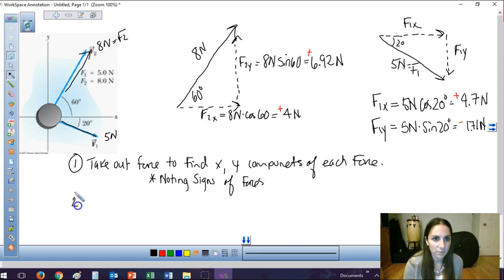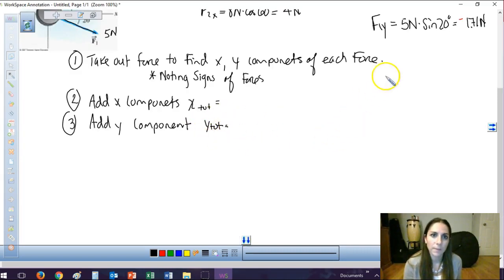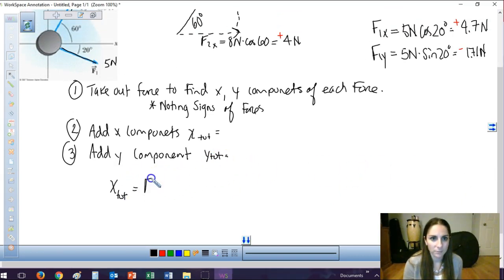So the next thing I'm going to do is add x components to get x total. And then I'm going to add y. So I'm not adding them together, I'm adding them separate because they are separate directions, so I must do them separately. So that's my next step, so I'm going to go ahead and do it. So my x total is going to be those values. So it's basically the F2 of x plus F1 of x.